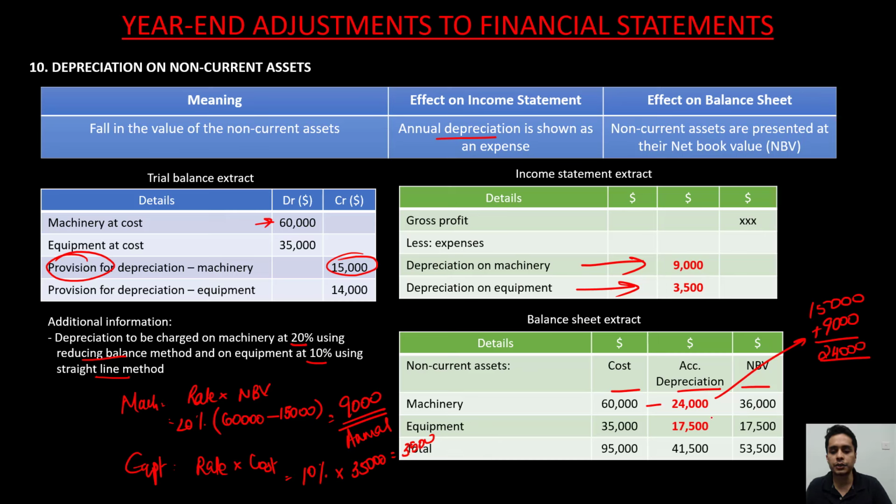Same way for equipment, cost is 35,000. Until previous year, our equipment accumulated depreciation was 14,000. This year, we've provided additional 3,500 depreciation in the income statement, so 17,500. When we deduct that 17,500 from 35,000, our net book value is 17,500, and then we'll have to show a total of all these amounts. Total cost 95,000, total accumulated depreciation 41,500, and total net book value 53,500. So this is how you present your depreciation and your non-current assets in the income statement and the balance sheet.